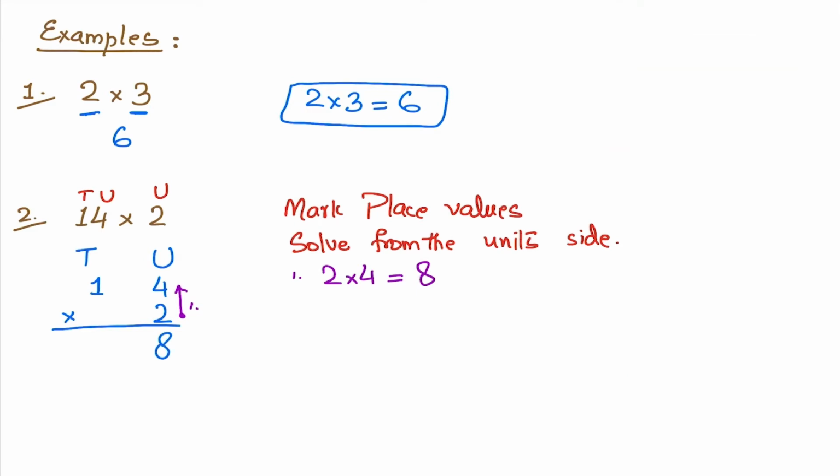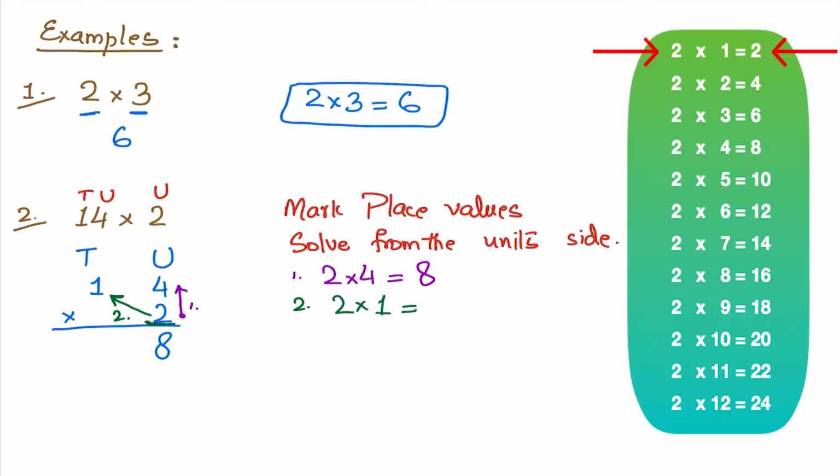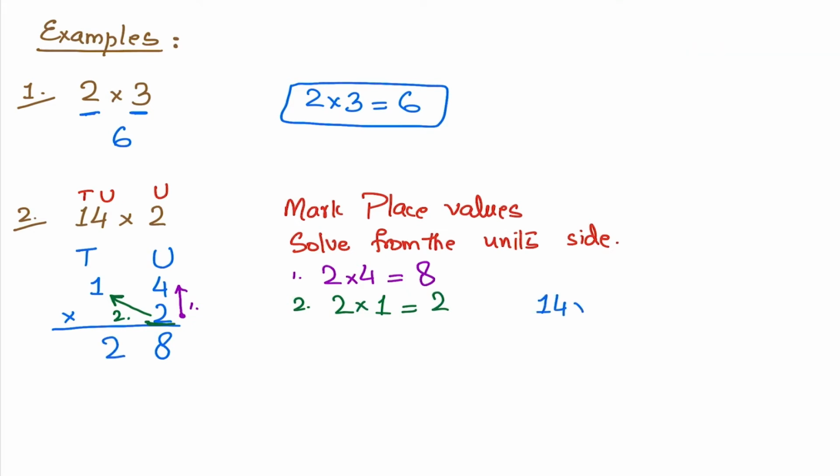Next you will multiply the unit digit at the bottom to the tens digit at the top. So you will multiply 2 with 1. This is the second step. 2 times 1 is 2. Hence you can write 2 here. Thus the product of 14 and 2 is 28. 14 times 2 is 28. Now let's look at the third example.